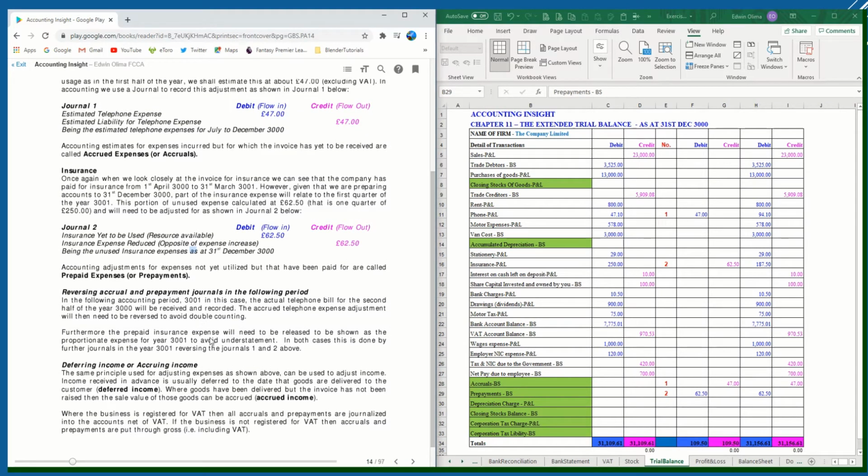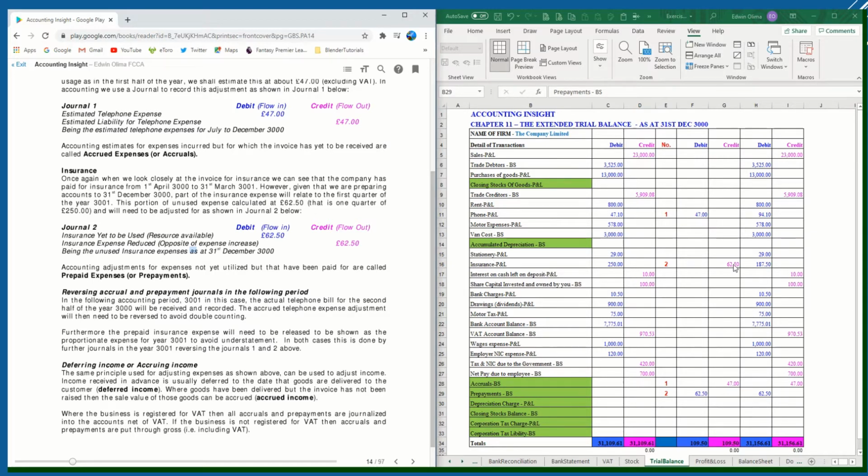So when you're doing accruals and prepayments, as you do these journals, in the following year, in the year 3001, you'll need to reverse these journals, and accountants normally reverse them on the first day of the next period. And these type of journals are called reversing journals. And the reason you reverse them, in the case of the telephone accrual here, in the year 3000, you're going to receive the actual bill for telephone, and to avoid double counting in that period, you reverse the £47 because it will be included in that bill, so you're taking it out.